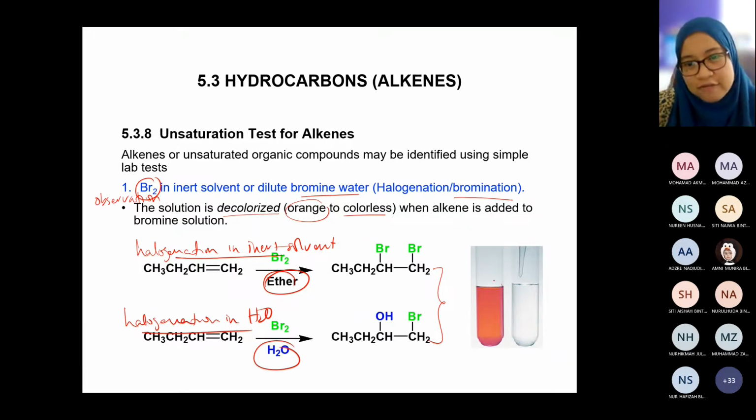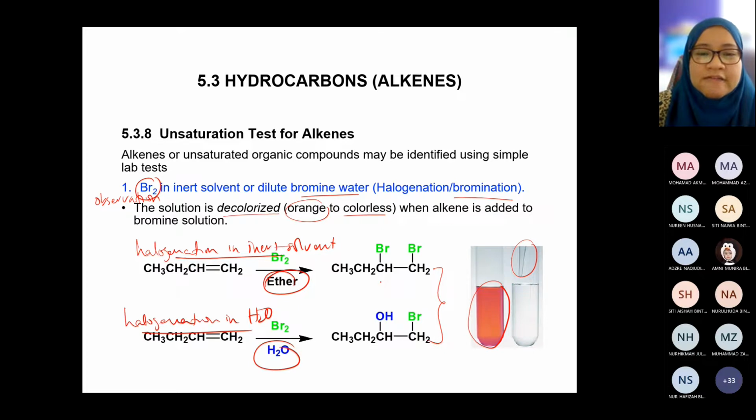Initially, before alkene is added, the color of the bromine solution is orange. But when we add alkene into this bromine solution, it changes color from orange to colorless. So it will give a positive result if it is an alkene. But if it is an alkane, there's no positive result, so the orange color will still remain the same.